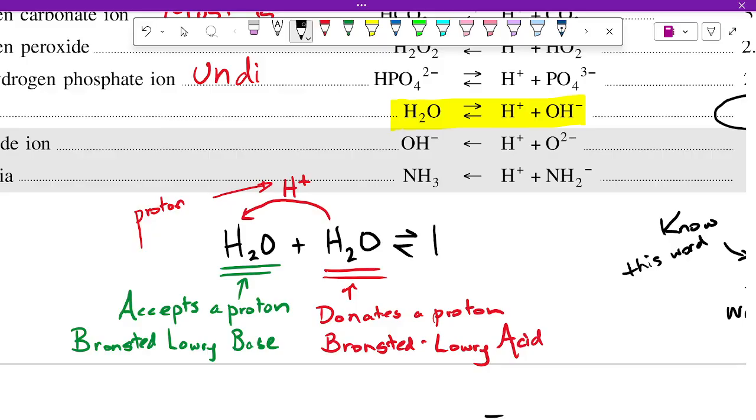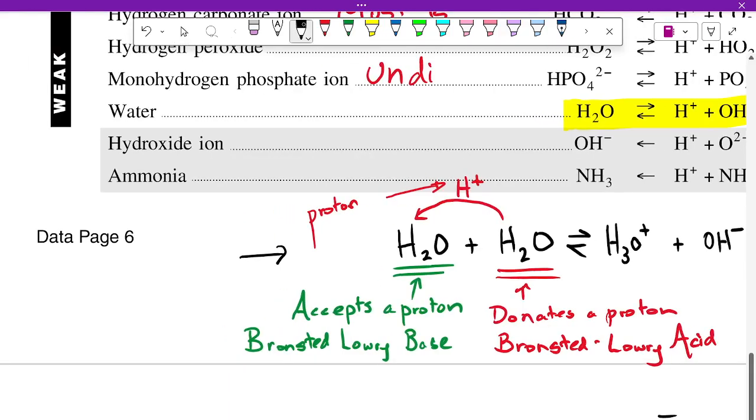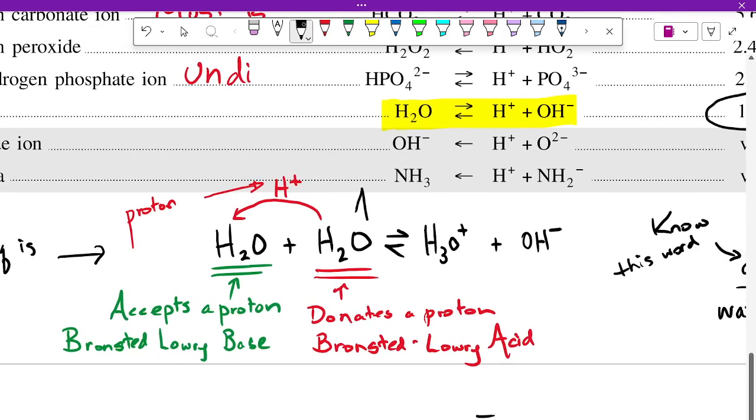has grabbed a proton, so it becomes H3O plus, and the other one becomes OH minus, and its Keq is also called what? The Keq for this equation is called, the process is called the autoionization of water. That's correct. Okay, so this is the autoionization of water.